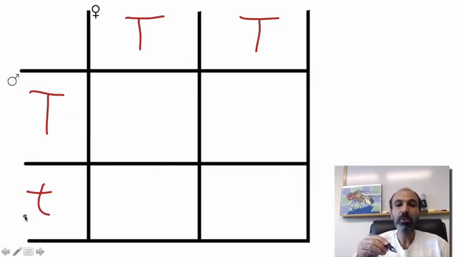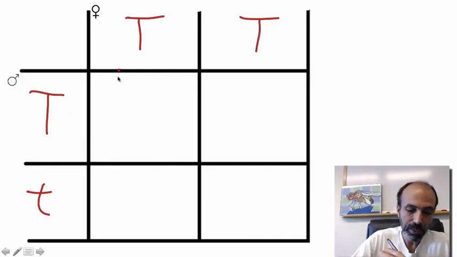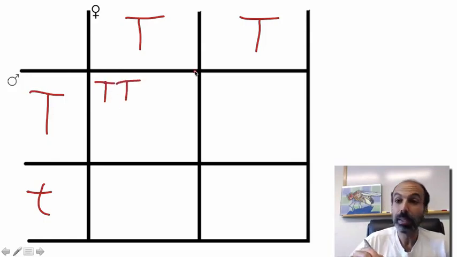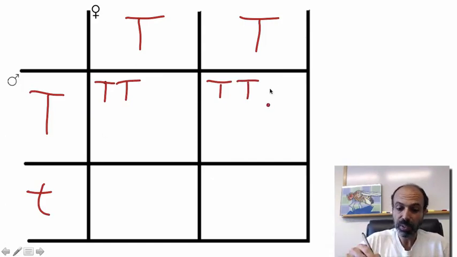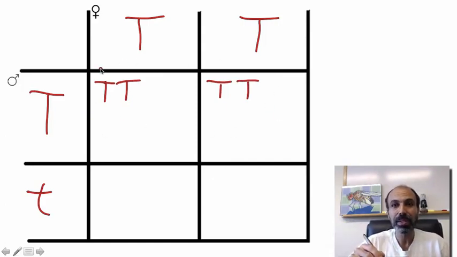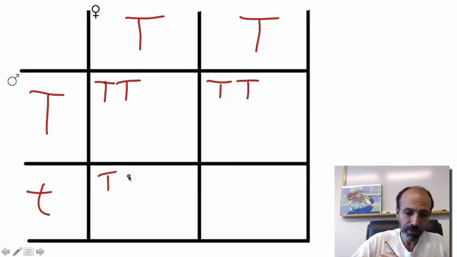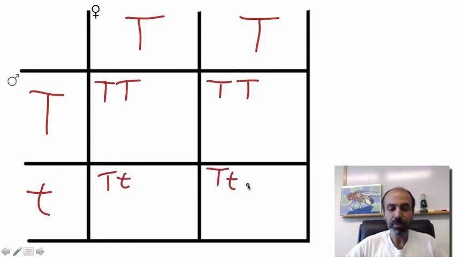Well, in this case, there's actually fewer possible offspring. So you can get big T from here, big T from here, and you get big T, big T. Here you get big T from here, big T from there, big T again. So you can see half the individuals are big T, big T. You can have big T from mom and little t from dad. And again, big T from mom and little t from dad.